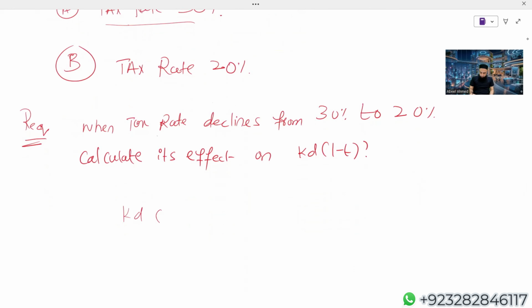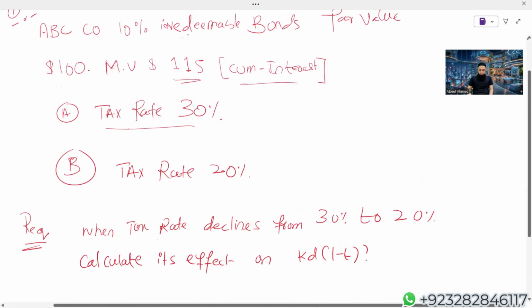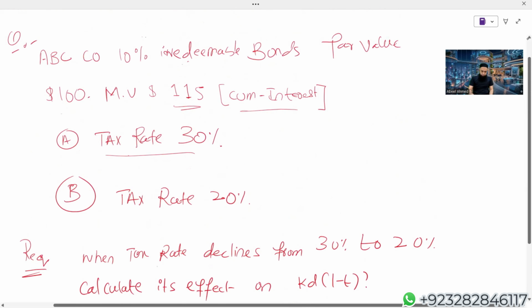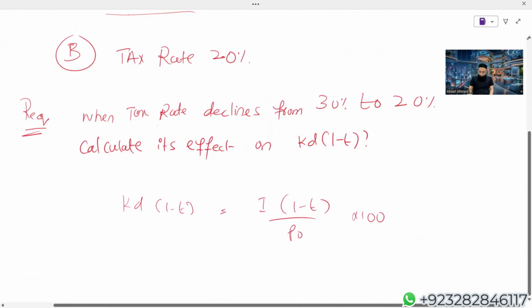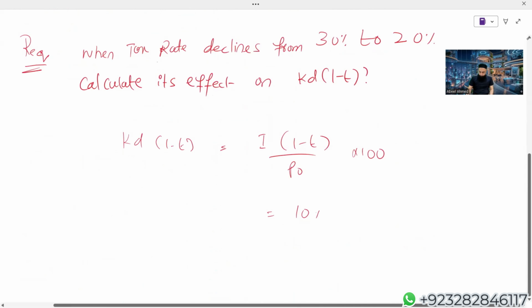Kd(1-T), in case of irredeemable bond, we calculate I(1-T)/P0 × 100. I is the cash interest. And how do we calculate cash interest? Simply the coupon rate multiplied by the par value. 10% of 100 is obviously 10. Right now the tax rate is 30%.